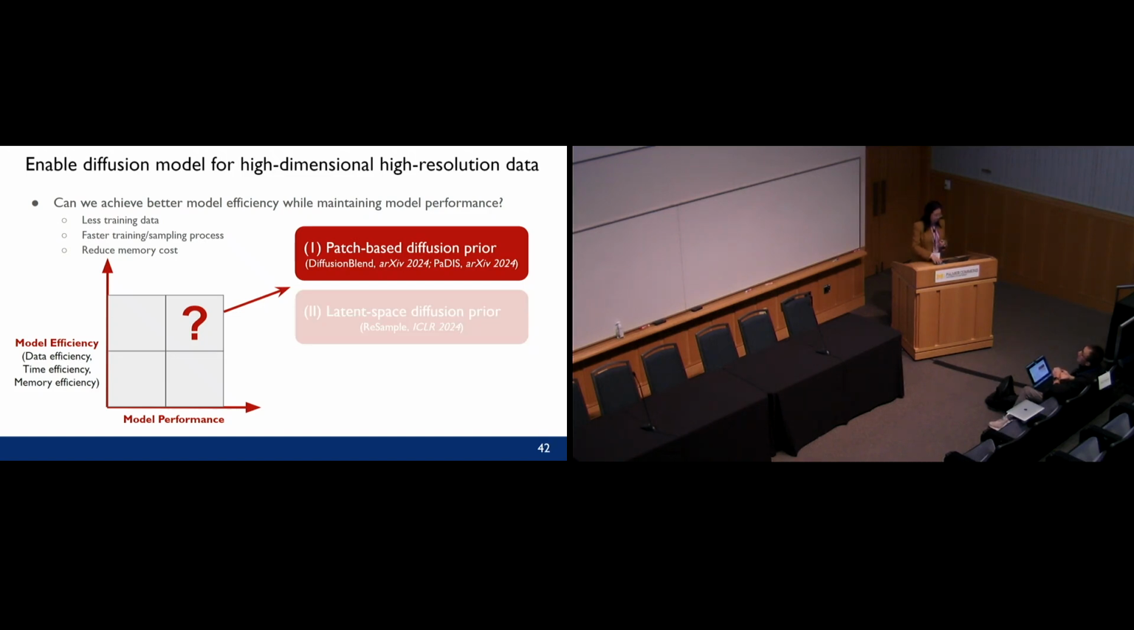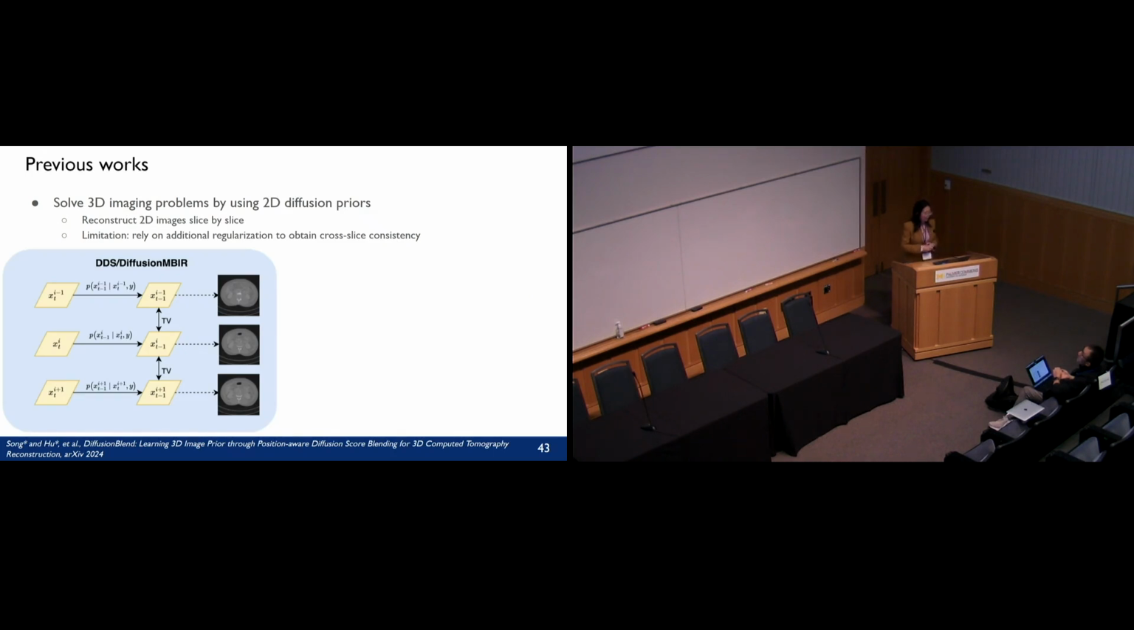Firstly, as we were just saying, for the current works, people have been thinking about using the 2D diffusion prior to solve the 3D imaging problems. The insight here is also straightforward: we just do the 2D reconstruction slice by slice. The other important component is that some regression terms will be required to obtain the cross-slice consistency in the other axes. For example, in the diffusion MBIR and also DDS work, it's using the total variation regression to get the consistency across the z-axis.